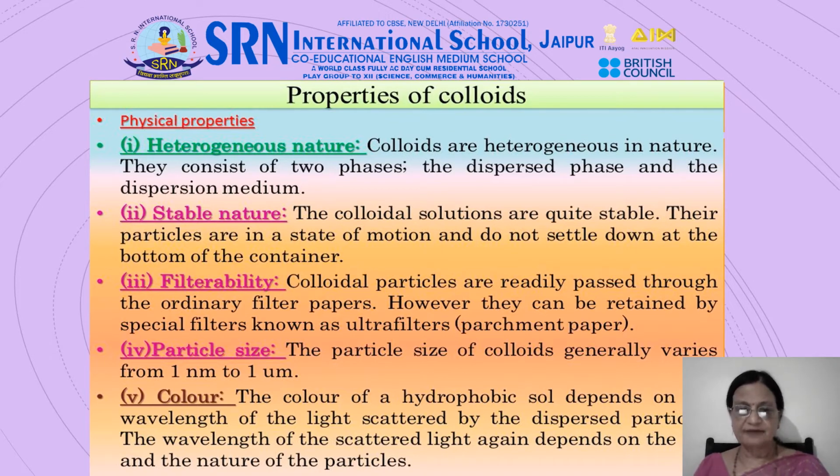Colloidal particles readily pass through ordinary filter papers. However, they can be retained by using special filters known as ultra filters, for example, parchment paper. The particle size of colloids generally varies from 1 nanometer to 1000 nanometer. And the color of the colloids depends on the wavelength of light scattered by the dispersed particles, and the wavelength of the scattered light again depends on the nature of the particles.